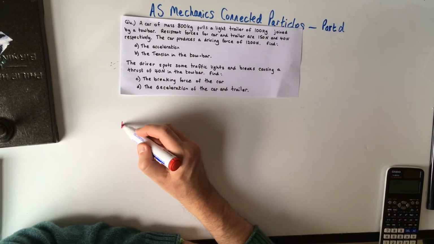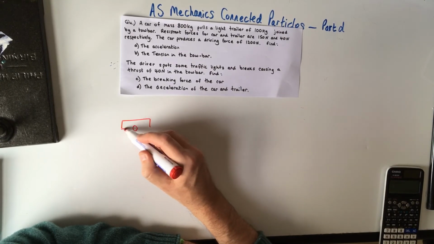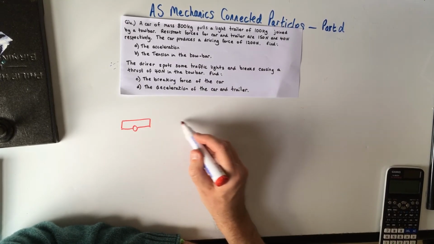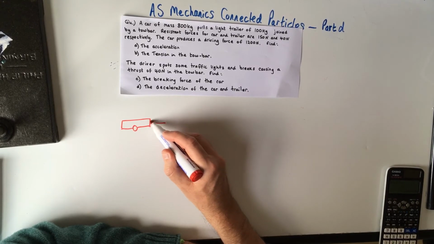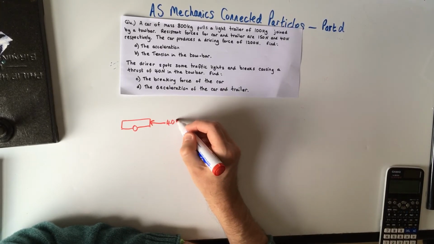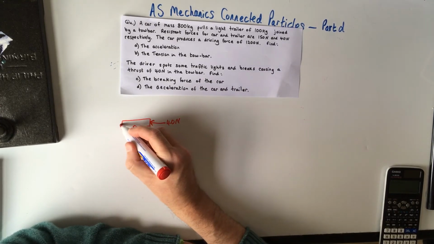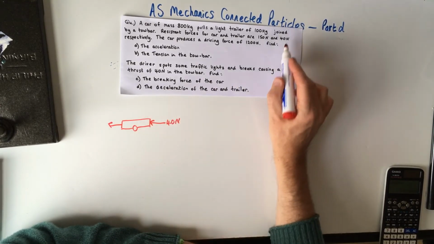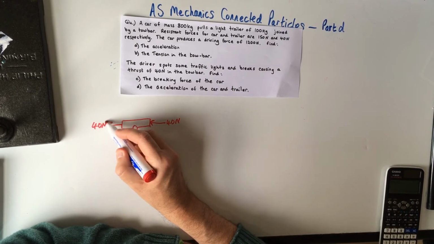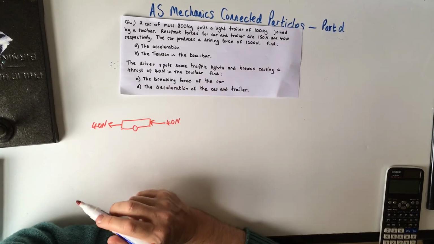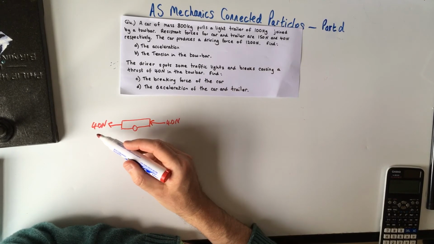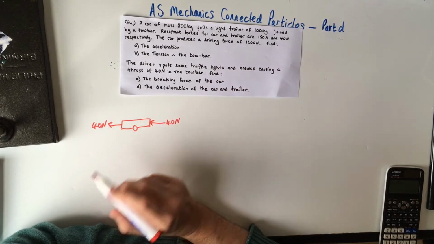So if I just look at the trailer here, this tension that was pulling that way is now pushing, isn't it? And that is a 40 Newton force there, it's pushing against it. And of course it's got 40 newtons acting that way as well. That's the resistance to motion, and they stay the same here.